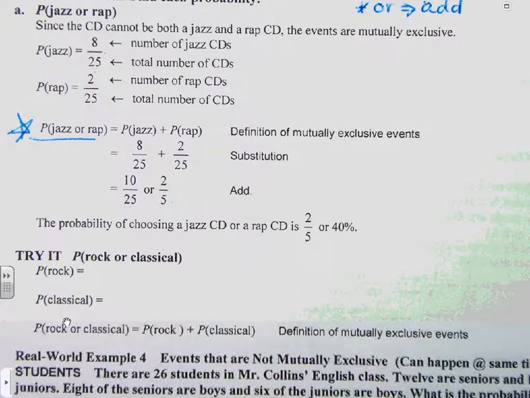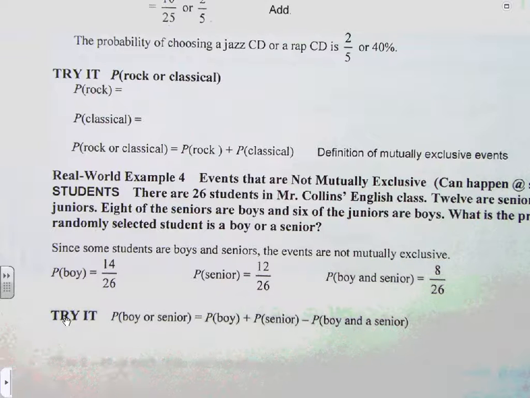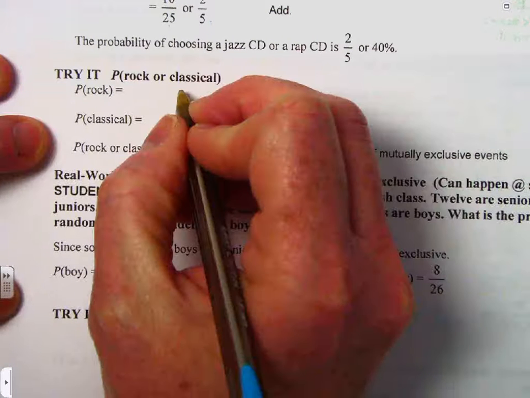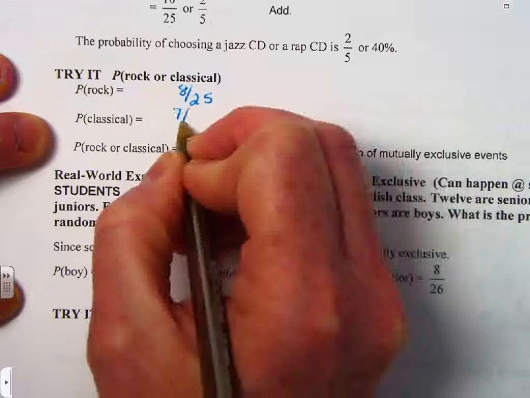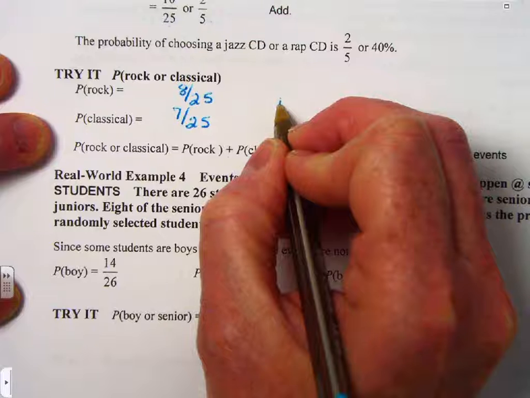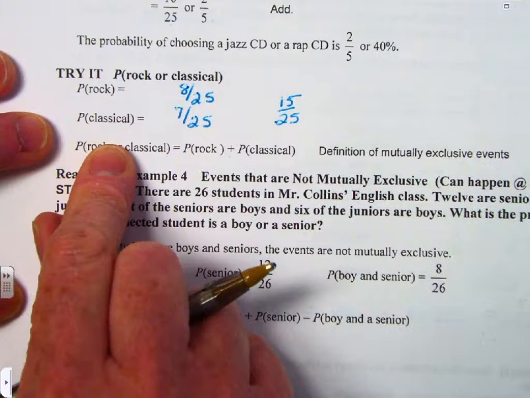See if you can, on the try it, find the probability of choosing a rock or a classical CD. You set these up. So it's important to know what the total was. And then go back and find the types you're interested in. All right. So how many rock CDs were there? 8. So I have 8 out of 25 that were rock. Then there were 7 out of 25 that were classical. We're going to add those two things together to get 15 out of 25. There's no rap here. Yeah, there's no rap on this part.